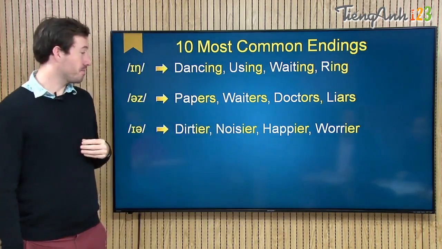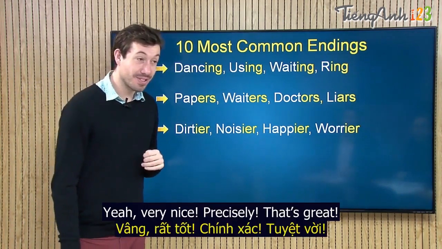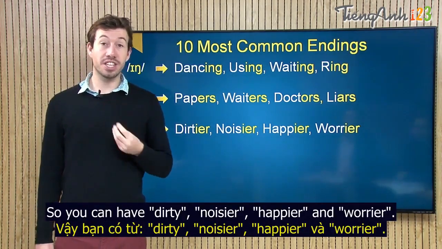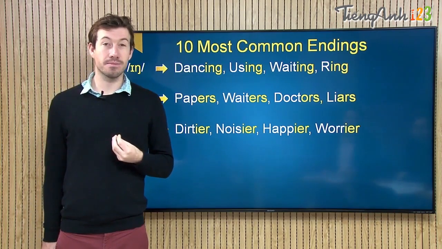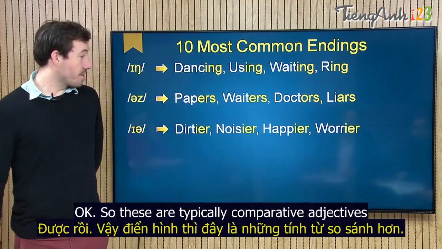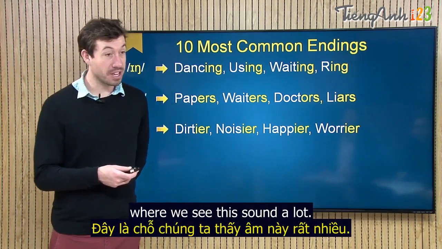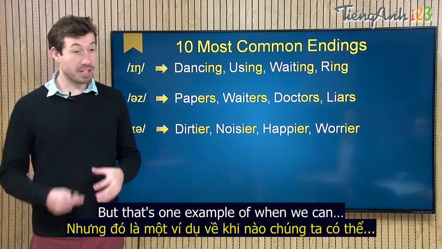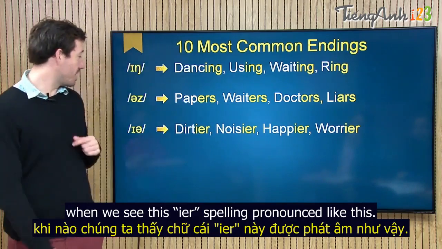Dirtier. Noisier. Happier. Exactly. Worrier. Yeah, very nice. So you can have dirtier, noisier, happier, and worrier. Okay, great. So these are typically comparative adjectives where we see this sound a lot, although worrier is a noun form here. But that's one example of when we see this IER spelling pronounced like this.